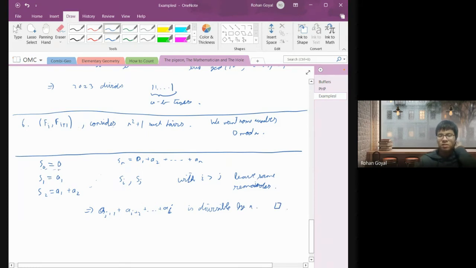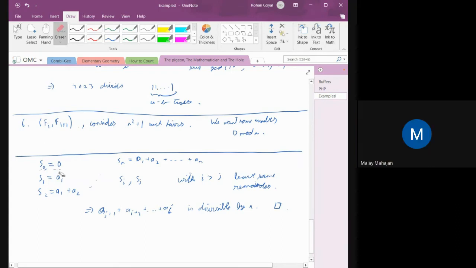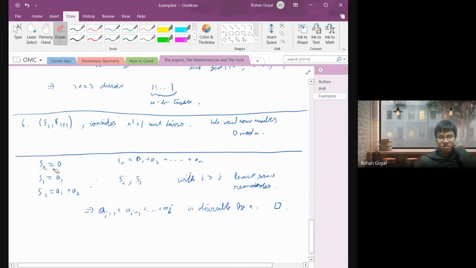Do you see why S0 is useful? You don't have to do your initial argument. Your initial argument is covered by S0, that something is divisible by n. This idea of partial sums is very useful in general.